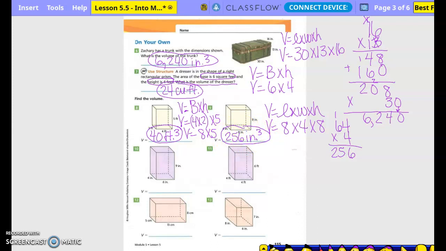Okay, number 10. So volume equals length times width times height. Volume equals what? 6 times 4 times 9. Okay, so 24 times 9. 9 times 4 is 36. So put the 6, carry the 3. 9 times 2 is 18, plus 3 is 21, so 216 cubic inches, or inches cubed.